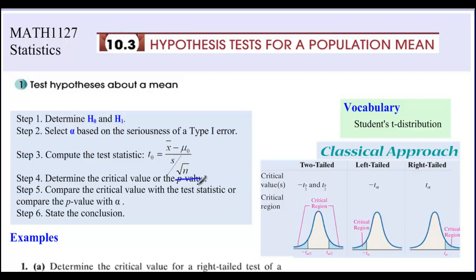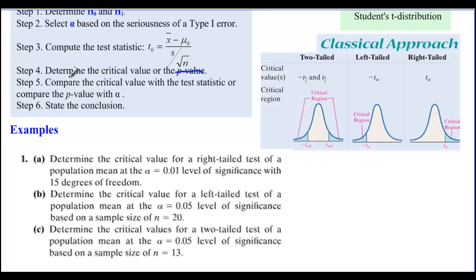We're going to compare the critical value with the test statistic, and then we're going to state our conclusion. And again, here are some nicer pictures of what a two-tail, a left tail, and a right tail test look like. So number one is just asking us to determine the critical value for a right-tailed test with a population mean at the alpha equals 0.01 level of significance with 15 degrees of freedom.